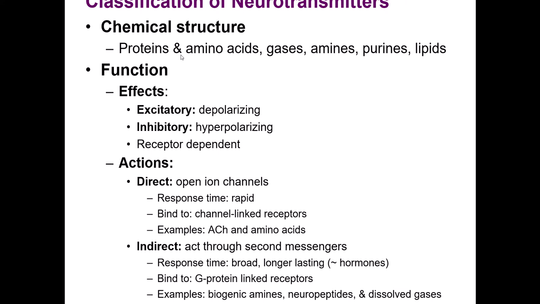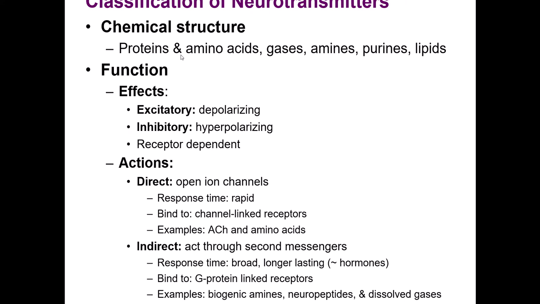So for instance, acetylcholine, when it binds to a muscle cell, is always excitatory. But if it were to bind to a cardiac muscle cell as opposed to a skeletal muscle cell, it can be inhibitory. So it just kind of depends on the receptor. In terms of actions, we look at direct action neurotransmitters and indirect action neurotransmitters.